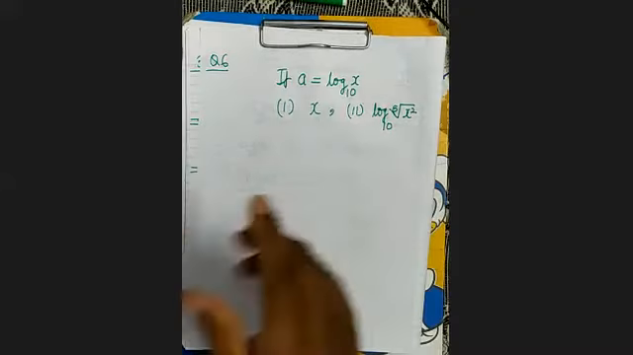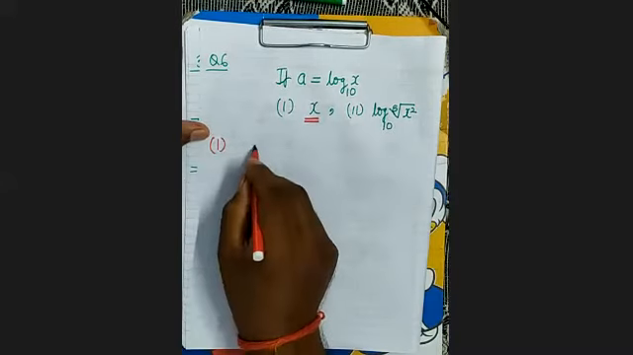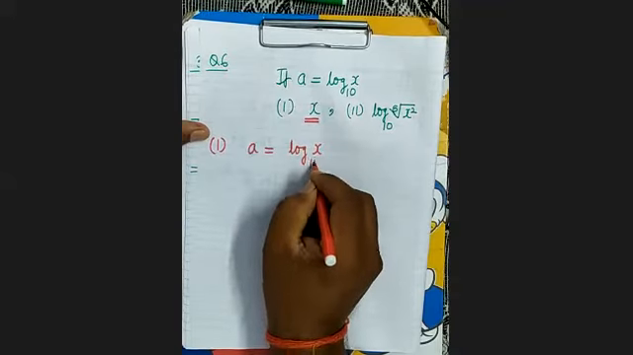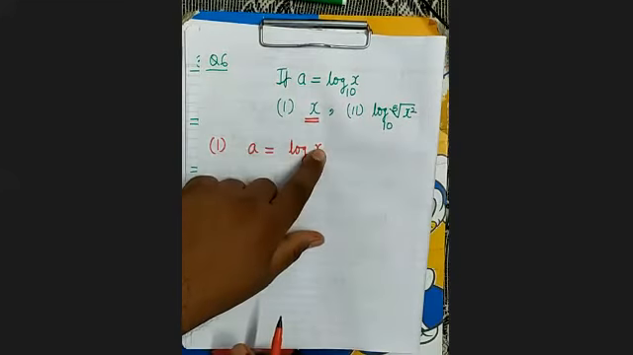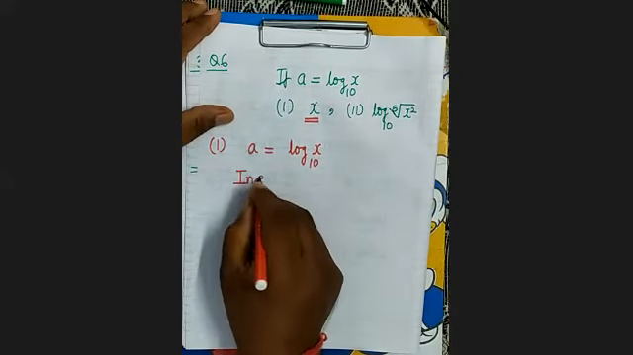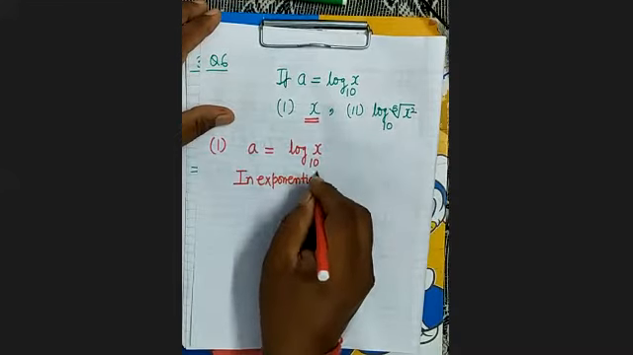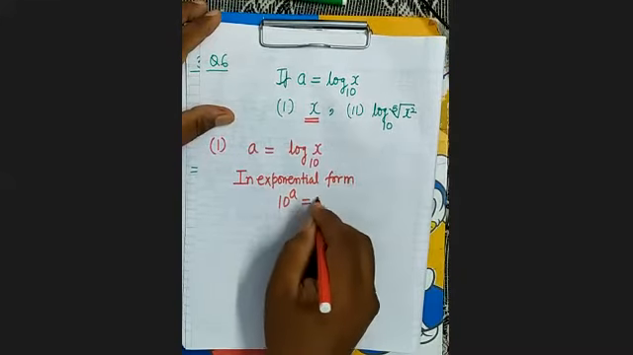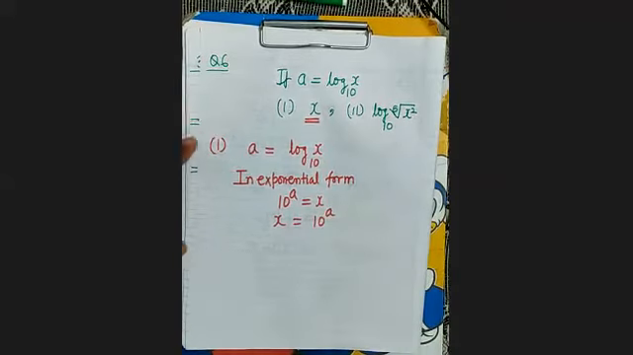So see here, how can you find the value of x? Who will tell? 10 to the power a equals x. You write in exponential form. It will be 10 to the power a equals x. Means x equals 10 to the power a. This is the answer of the first part.